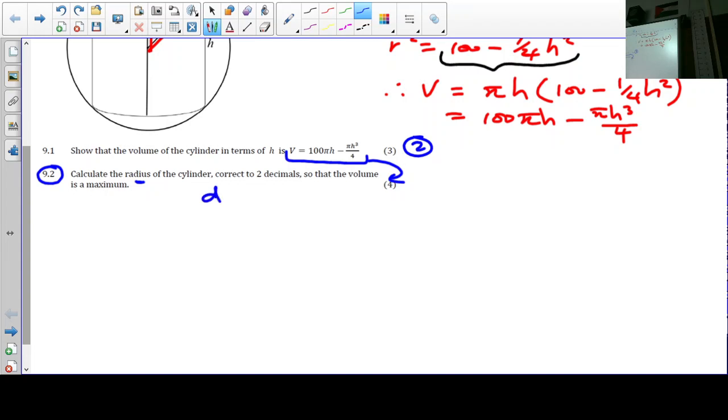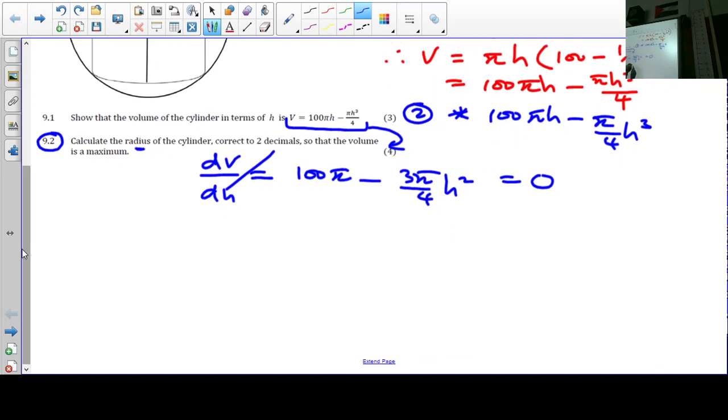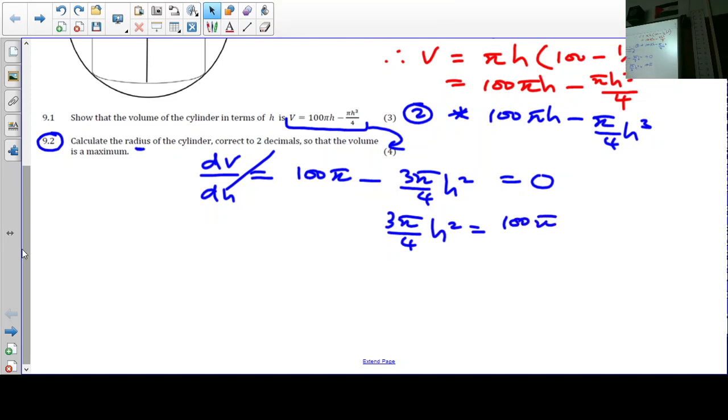So we're going to say the derivative of the volume with respect to h equals. This could be written as 100 pi h minus pi over 4 h cubed. So if I apply my derivative, it's going to be 100 pi minus 3 pi over 4 h squared. What do we do with that? We set it equal to 0. So we take 3 pi over 4 h squared equals 100 pi. I'm going to move this over.